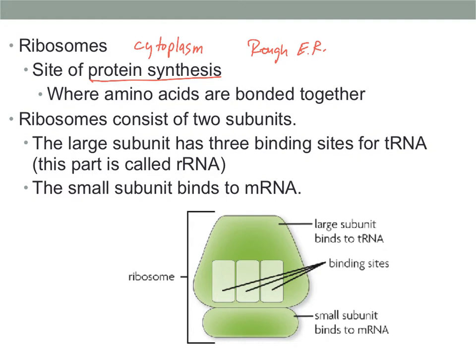Ribosomes consist of two subunits. The big subunit, which would be this, has three binding sites for tRNA, or transfer RNA. Remember, that's one of the three types of RNA. This part of the large subunit is called rRNA, or ribosomal RNA, because it makes up most of the ribosome. The small subunit binds to messenger RNA. So this small subunit is where messenger RNA is going to bind so it can get read and help create a protein.